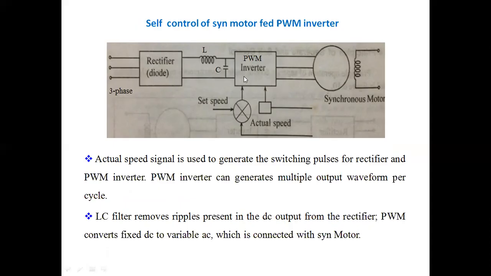Here the rectifier is a diode rectifier, so there is no need to give any firing pulses for the rectifier. But for the inverter, we have to generate the switching pulses. Those switching pulses depend upon the actual parameters, I mean the speed parameters measured from the synchronous motor drive. That's why it's called self-control.